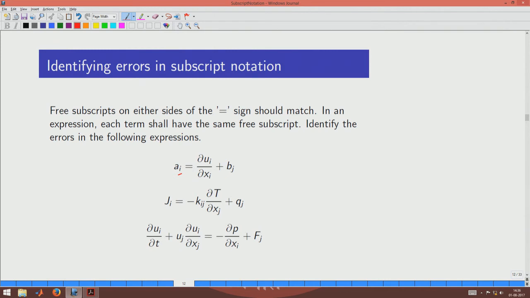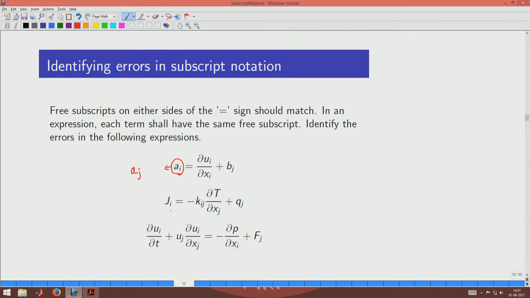So, how do we correct? The way to correct is this quantity should then be changed to A_j, then it will be fine. So, A_j is equal to a scalar quantity plus B_j, and that would be valid. Okay, that is a mistake that we are correcting just now here.